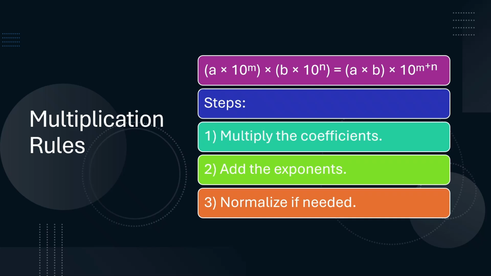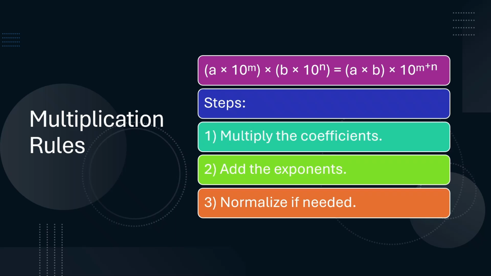Now, let's proceed to the multiplication and division of scientific notation. We will start with the multiplication rules. So we have here the rule A times 10 to m times B times 10 to n. We're going to multiply the two coefficients, A and B, and add all the exponents. So that is why we have times 10 to m plus n.